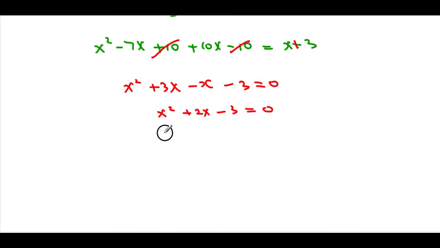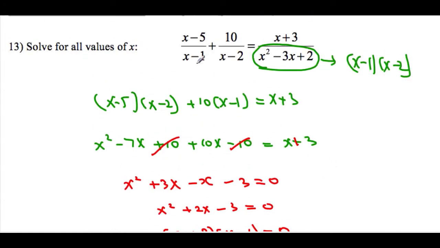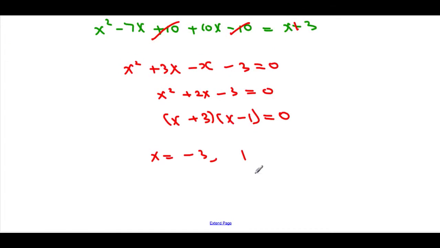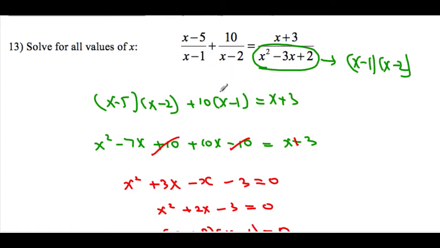Then here we can have x plus 3 and x minus 1 to be equal to 0. Then x must be equal to negative 3 and positive 1. But positive 1 will not be the answer because it will make this portion and this portion not defined. So positive 1 has to cancel out. Only correct answer will be negative 3. Alright.